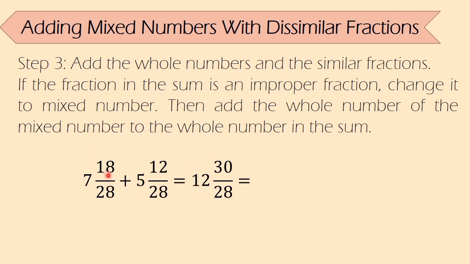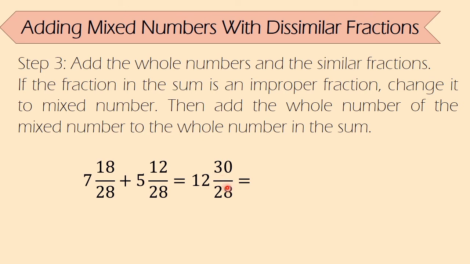And then we are going to add the fractions. So 18 over 28 plus 12 over 28. So 18 plus 12 is equal to 30, and we are just going to copy the denominator, which is 28. So our sum is 12 and 30 over 28. Since 30 is greater than the denominator, which is 28, it is called an improper fraction. So it says that if the sum is an improper fraction, change it into a mixed number. So we are going to change this 30 over 28 into a mixed number.